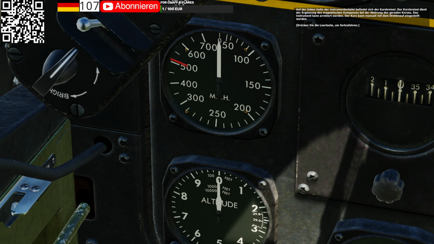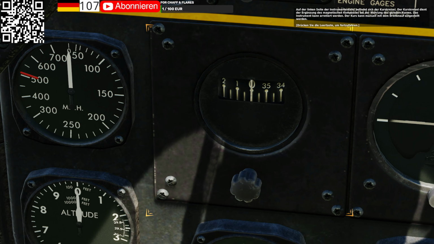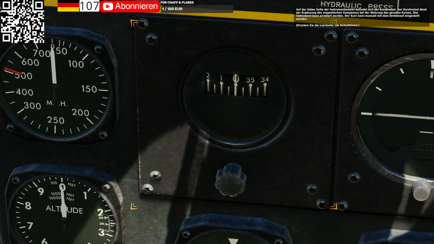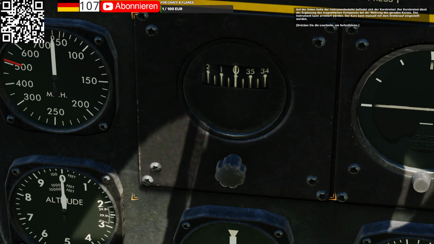In the left center of the instrument panel is the directional gyro, which shows current heading. The instrument can be caged and the heading adjusted manually by pushing in and rotating the indicator knob.